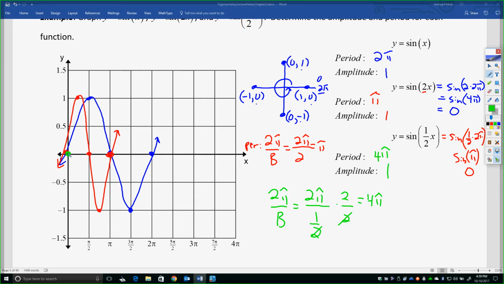So from here to here is one cycle. Halfway between is 2 pi. Halfway between is pi, and halfway between is 3 pi. There is my one cycle of sine of 1/2 x, because it takes twice as long since it's half of x. Alright, pause the video, try the student problem.